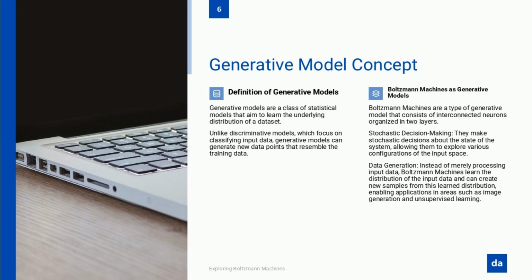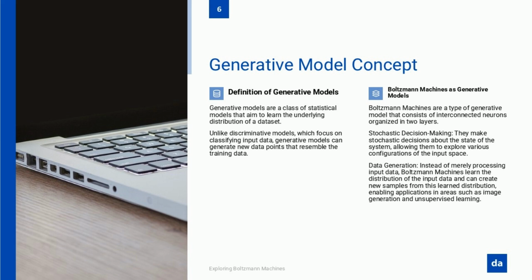Think of it like an artist who has studied thousands of paintings and can now create a completely original piece in the same style. The Boltzmann machine doesn't just memorize specific examples, it understands the overall characteristics of the data and can produce new instances that belong to the same pattern. This is what sets generative models apart from discriminative models, which focus only on drawing boundaries between categories.